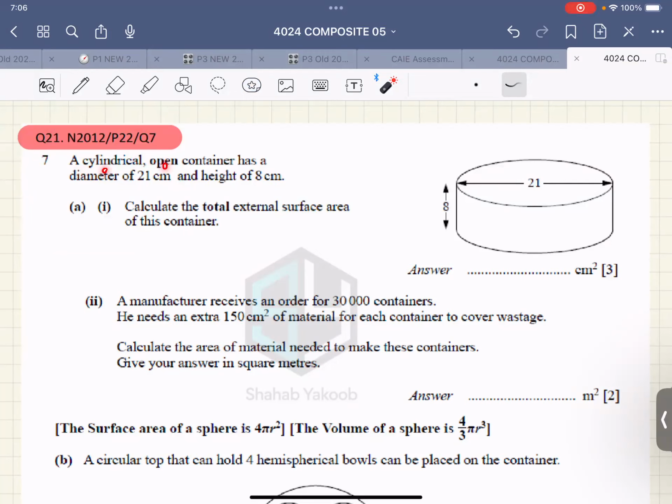A cylindrical open container, that's the one, has a diameter of 21. That means the radius will be half of 21. And height 8 centimeter. Calculate the total external surface area. Part 2. A manufacturer receives an order for 3,000 containers. He needs extra 150 centimeter square of material for each container to cover wastage. Calculate the area of the material needed.